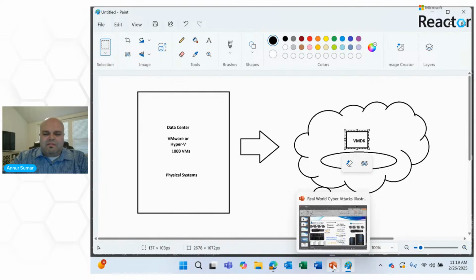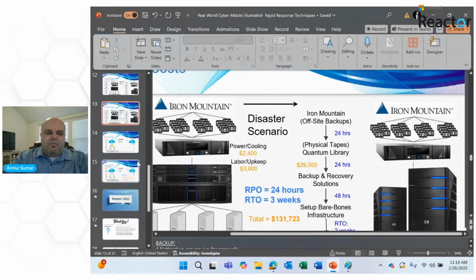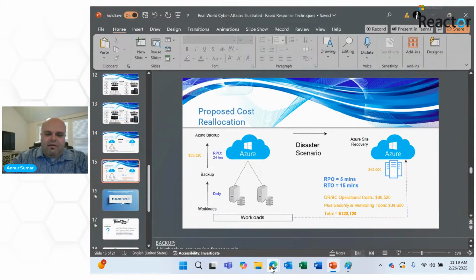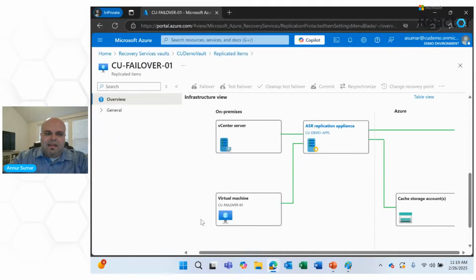So I hope this was informative as far as showing you the process and how quickly you can do it. A quick way to see this is I have a virtual machine that's set up here. If I have my vCenter system on premise and my appliance system, I'm able to do a failover or a test failover to fail over the environment.